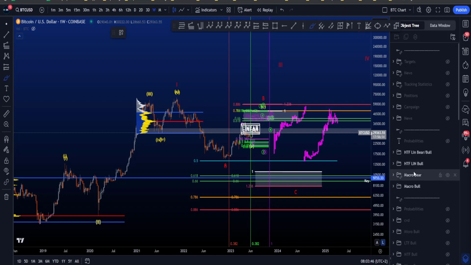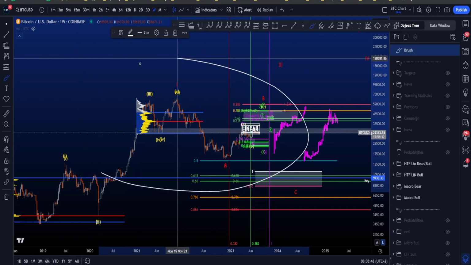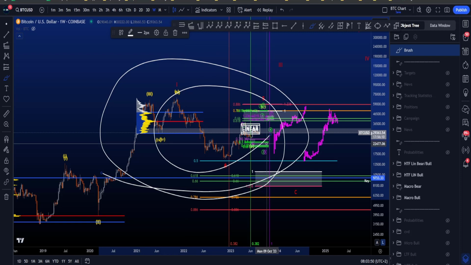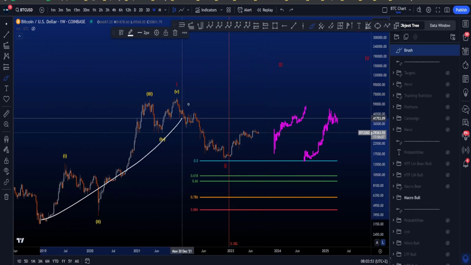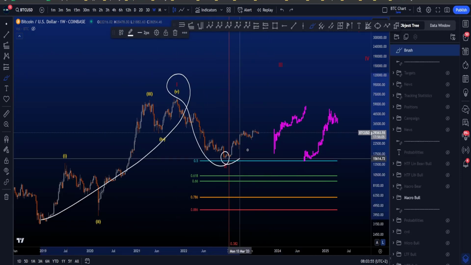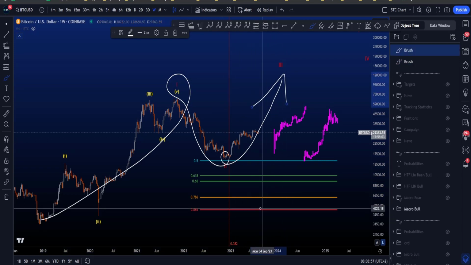Hi everyone, let's go over my macro and high time frame bullish and bearish Elliott Wave scenarios on Bitcoin. Start with my macro bullish scenario where we're looking for a finished wave 1, a finished wave 2, for now continuation to the upside in a bigger wave 3.